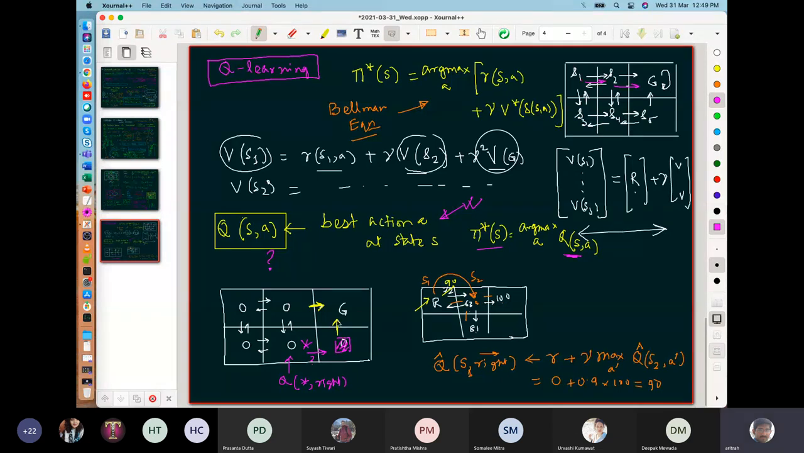From there, this move is 100. This side move is 0. This side move is 100. So the max among them is 100. So this. But sir, right now it is 0. No, zero is the initial Q value or the initial reward of it. So we should have computed that one first, no? Otherwise, the below G. Okay, I'm naming it.